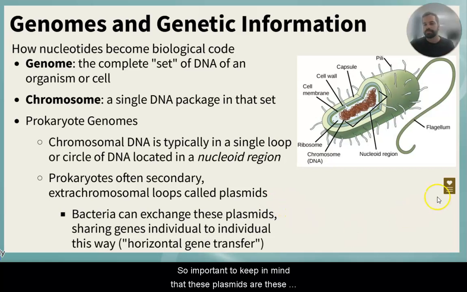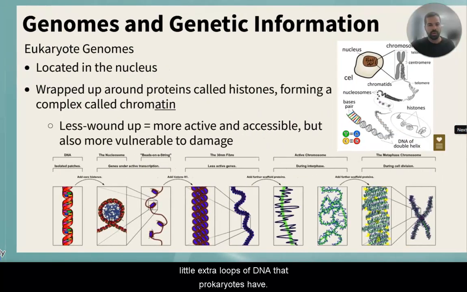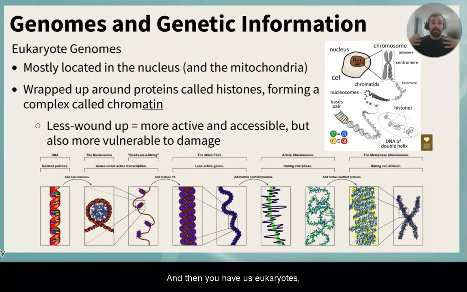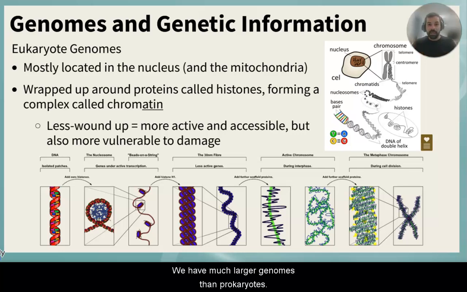So, important to keep in mind that these plasmids are these little extra loops of DNA that prokaryotes have. And then you have us eukaryotes, us plants, animals, fungi, etc. We have much larger genomes than prokaryotes, and most of those genes are located within the nucleus of the cell as a membrane-bound organelle.